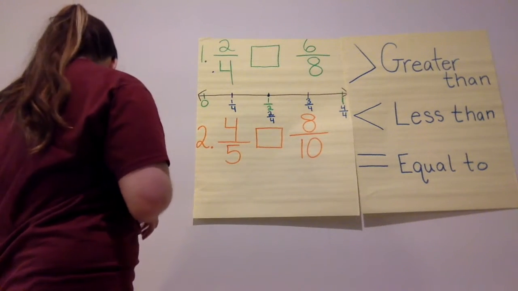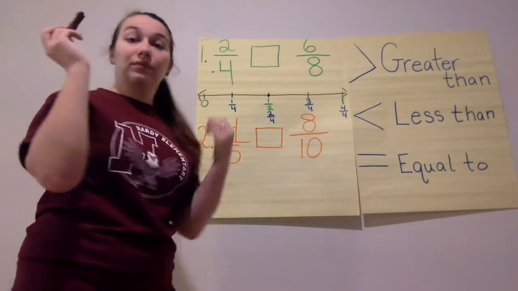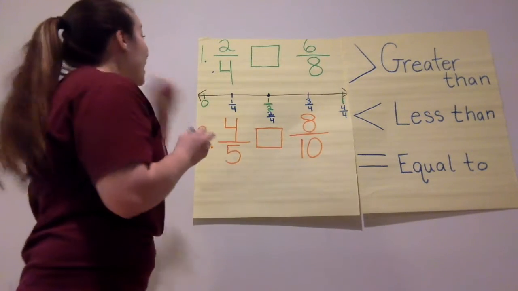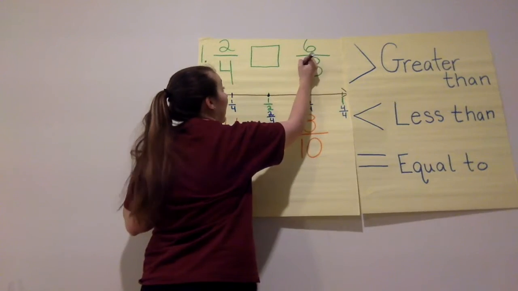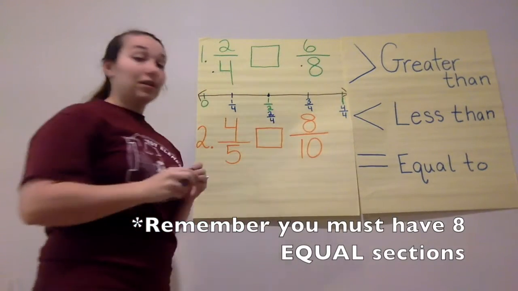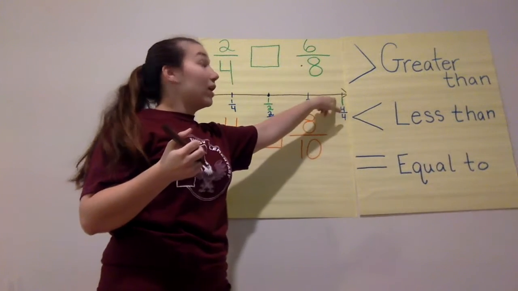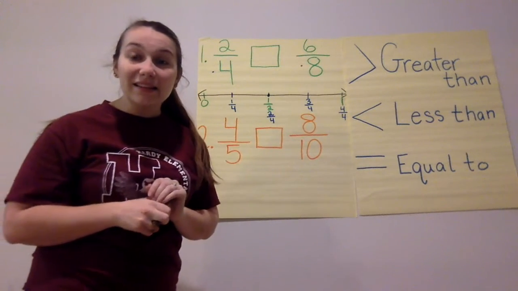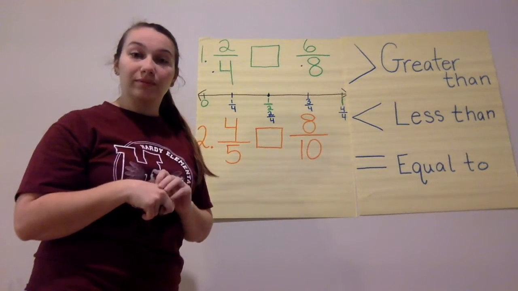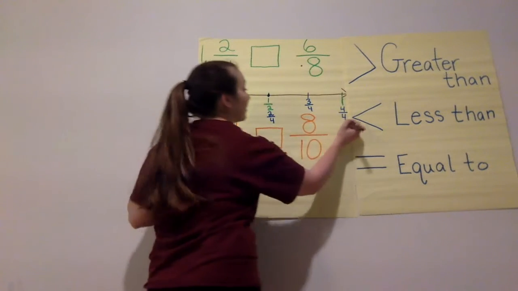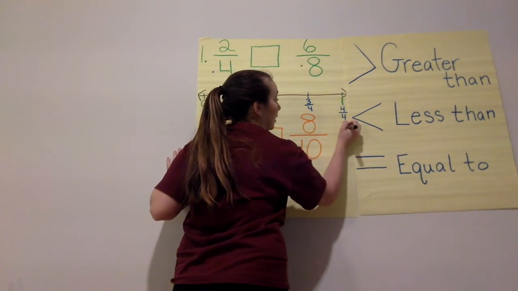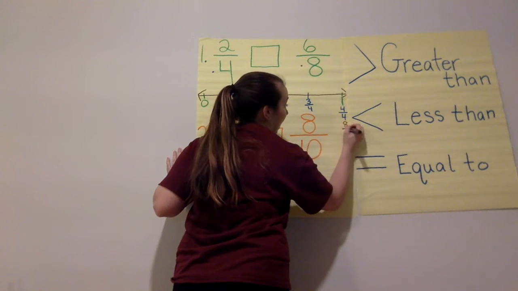Next, I'm going to grab a different color for reference. And we are going to go ahead and label our eighths. So, just like before, we started with our 1 whole. How many eighths make 1 whole? 8/8. Very good. So we have 8/8.